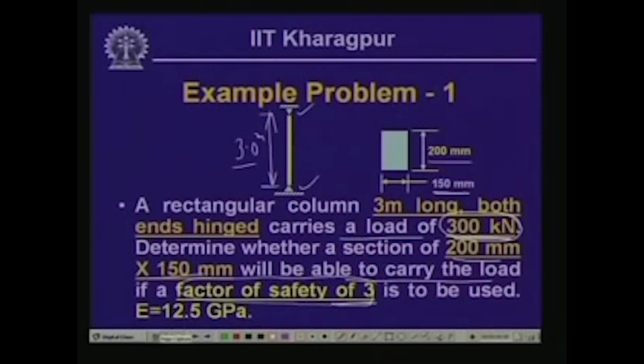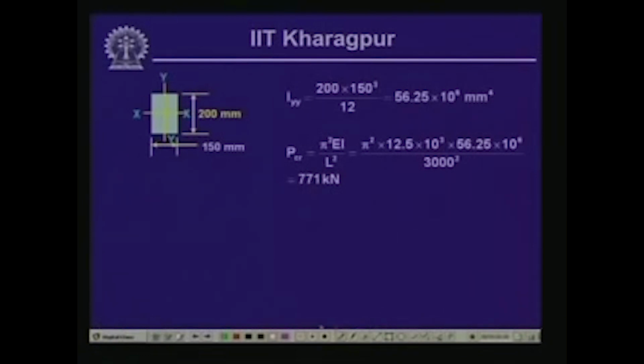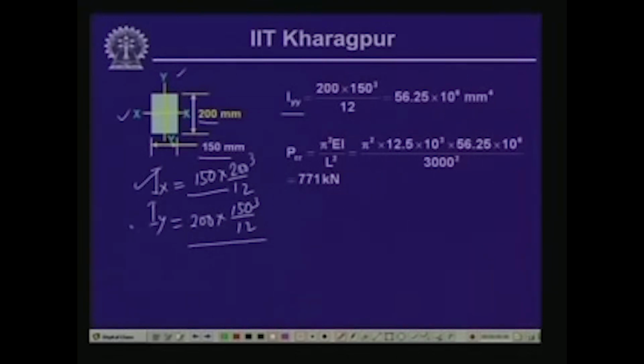If we compute the value of the critical load using Euler's critical buckling load formula, you see the value of Iy. Now, as I was telling you, the cross section is a rectangular one, 150 by 200, and the rectangular axis system of this is XX and YY. We can compute the moment of inertia of this section, Ix and Iy. As you know, Ix will be equal to 150 times 200 cube divided by 12, and Iy will be equal to 200 times 150 cube divided by 12.